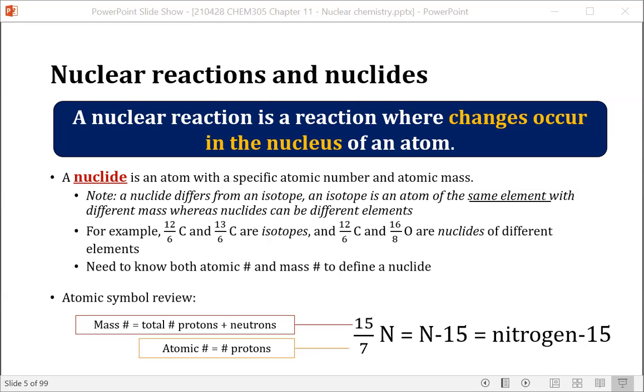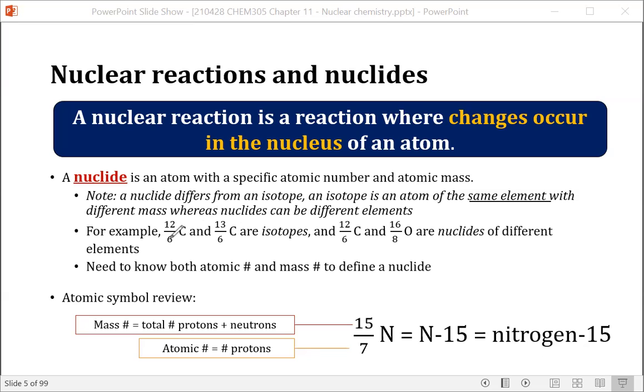So just a quick review of atomic symbols. I think this is all the way back from chapter 1. Your mass number is the total number of protons plus neutrons. That's the larger number that's on the top of the fraction if we're using this fractional notation. And the atomic number on the bottom is the number of protons that the atom has. So all atoms of the same element have the same number of protons. So any atom that has 7 protons is always going to be nitrogen, or any atom that has 8 protons, for example, is always going to be oxygen.